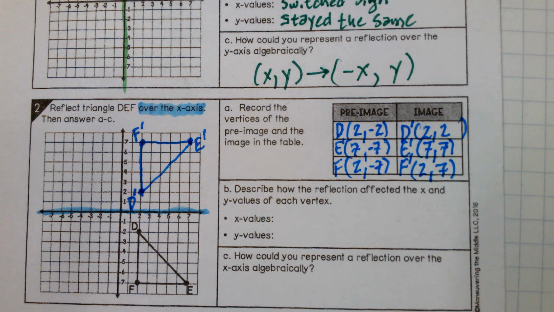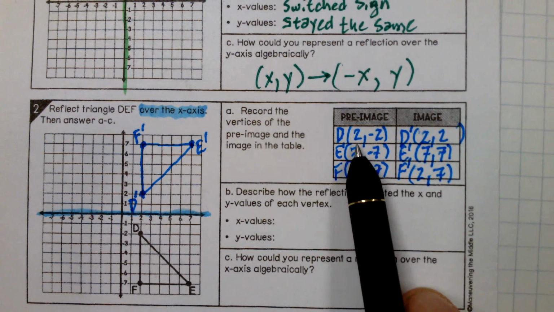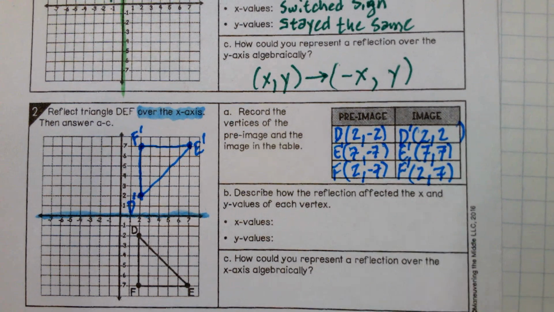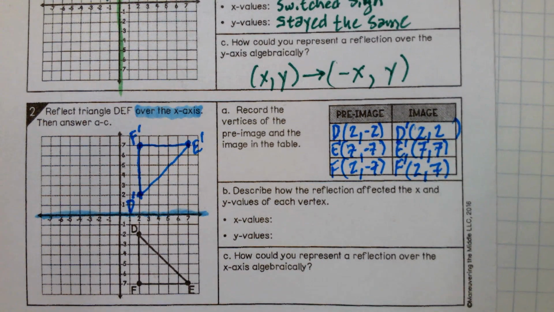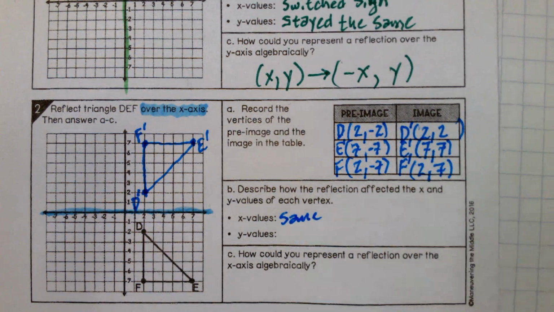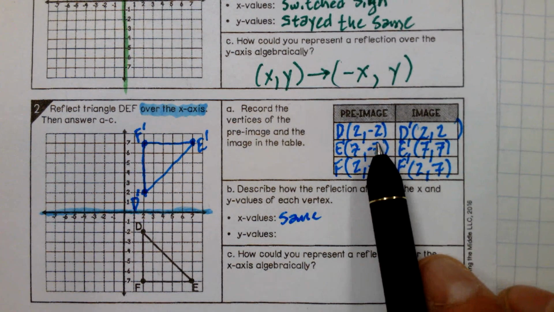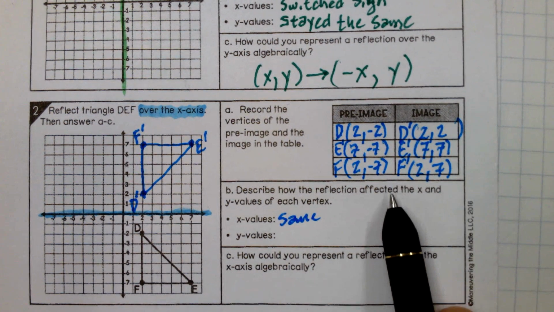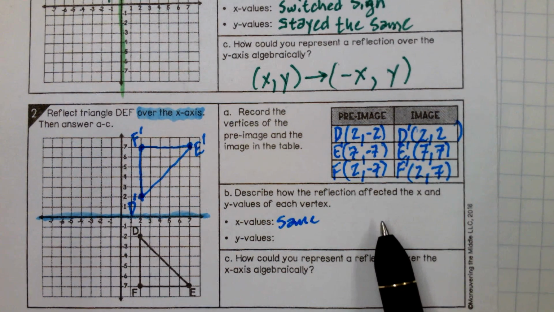Okay. What do you notice? Let's compare x values. We got 2, 2, 7, 7, and 2, 2 again. Would you say they stay the same? They stay the same. How about our y values? We went from negative 2 to 2, negative 7 to 7. Those switched. Those switch sign.